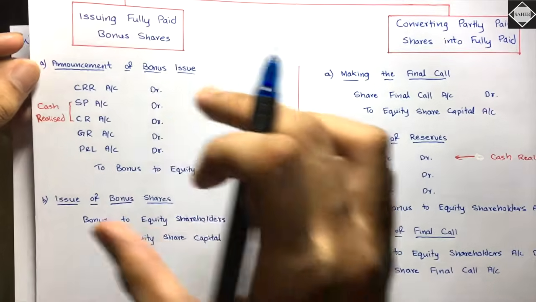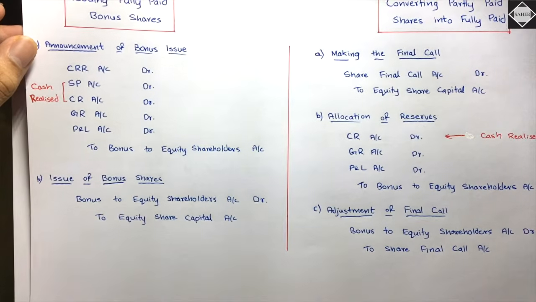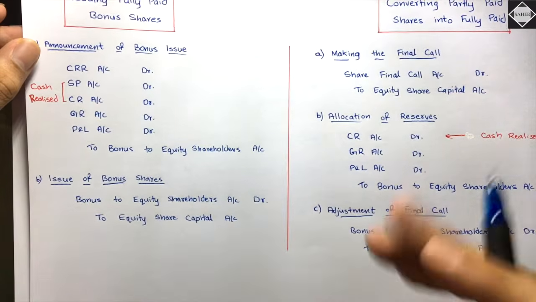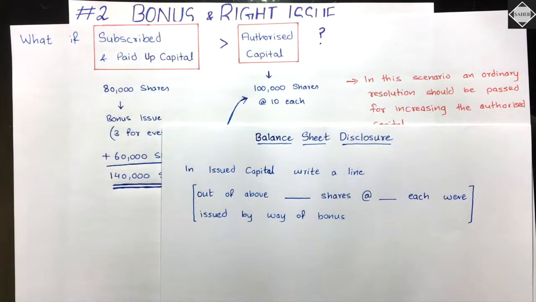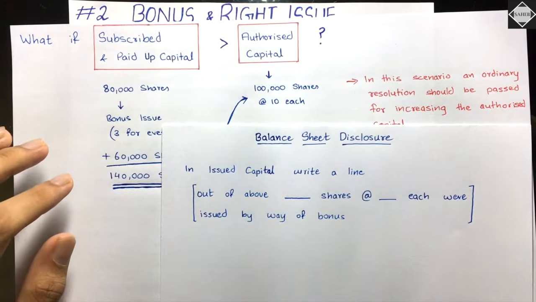Here also it's the same thing: reserves got decreased and capital got increased. Is it clear? Rest all the accounts get cancelled. Fine, so those are the journal entries. And then for issuing fully paid up bonus shares, you need an additional disclosure in the balance sheet.